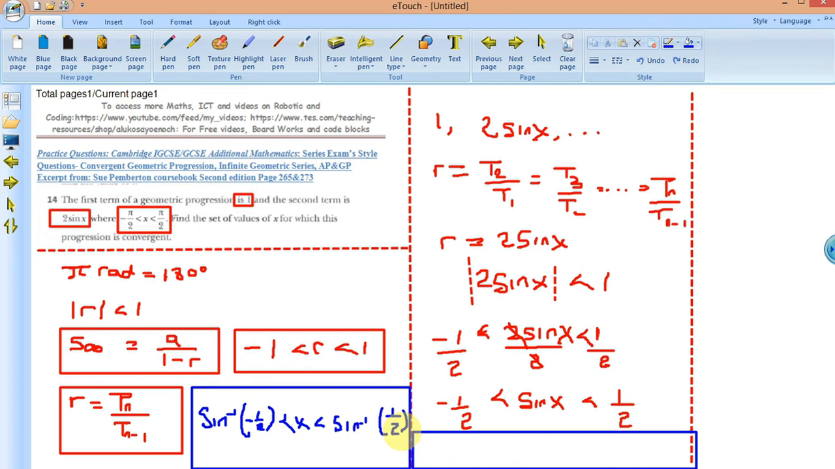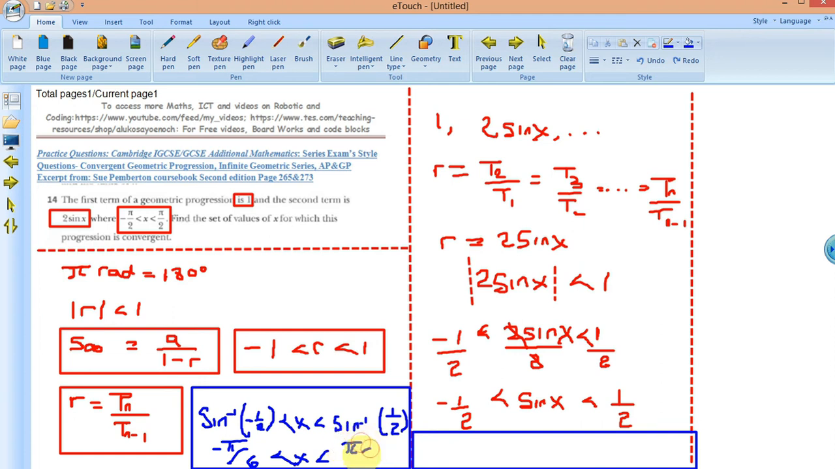So 1 over 2, close the bracket. So that is minus 1 over 6 pi, which is the same thing as minus pi over 6. So that is minus pi over 6, less than x. Go ahead also and do your arc sine of half. Definitely that will be pi over 6.